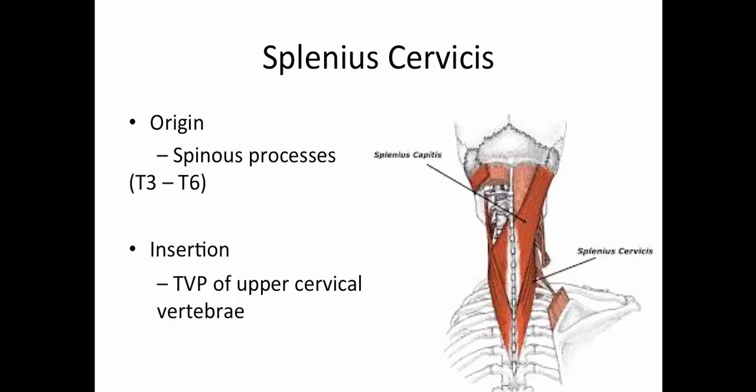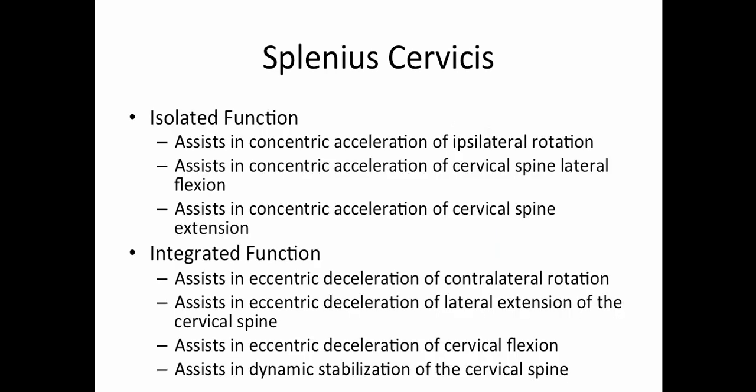The splenius cervicis. The isolated function of the splenius cervicis is that it assists in concentric acceleration of same-side rotation, or ipsilateral rotation, as well as acceleration of cervical spine lateral flexion and cervical spine extension. The integrated functions are that it assists in eccentric deceleration of contralateral rotation and deceleration of lateral extension, as well as deceleration of flexion. Again, the splenius cervicis assists in dynamic stabilization of the cervical spine.